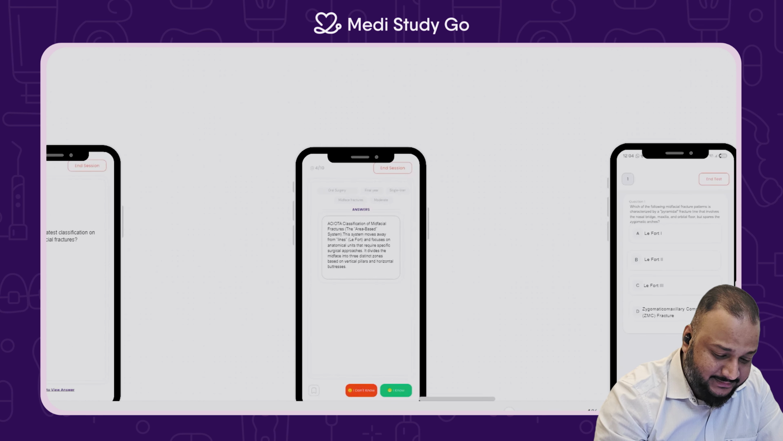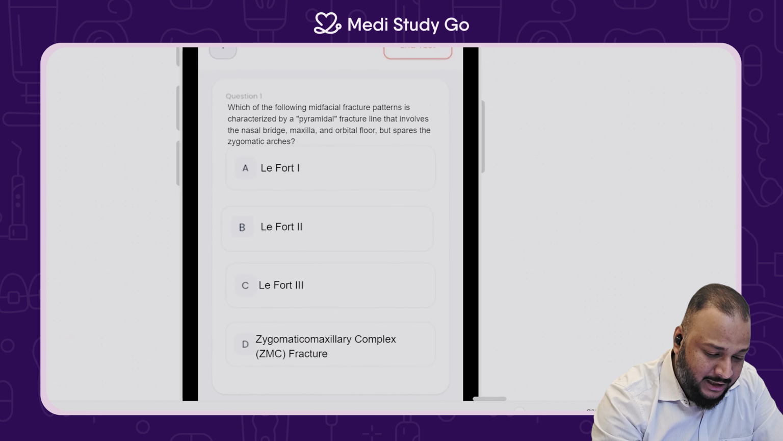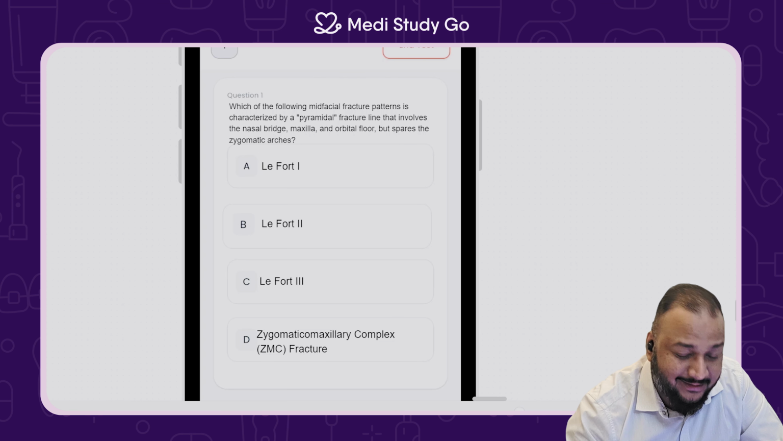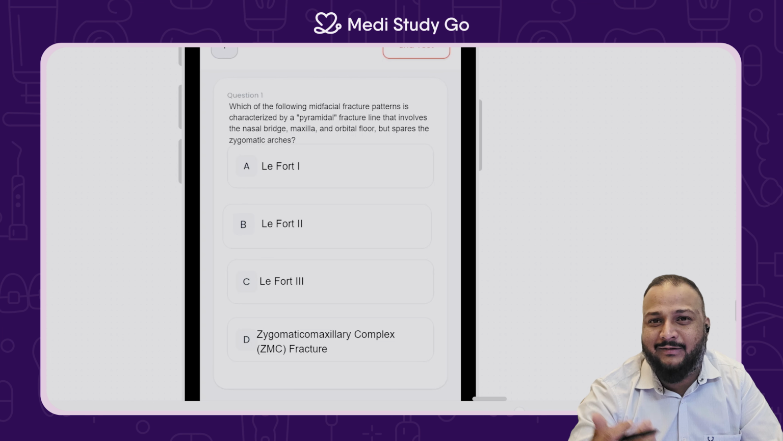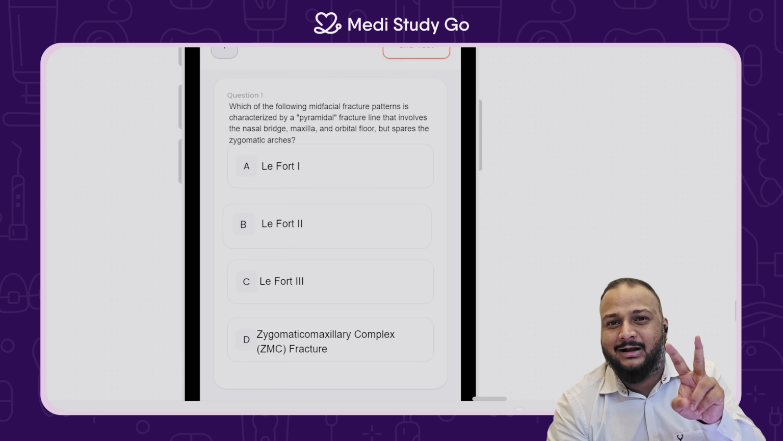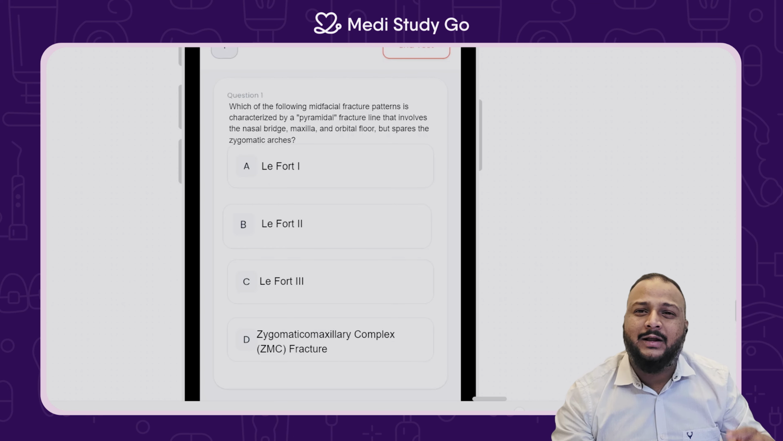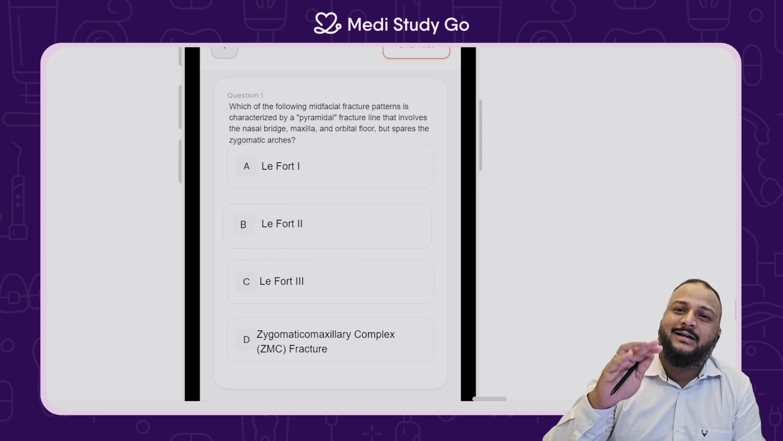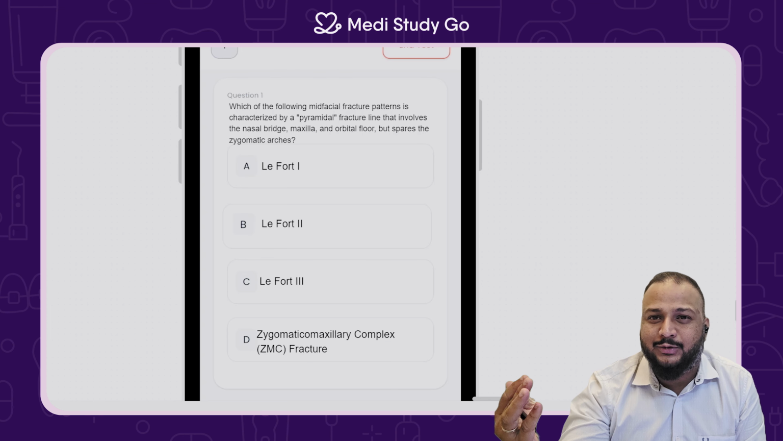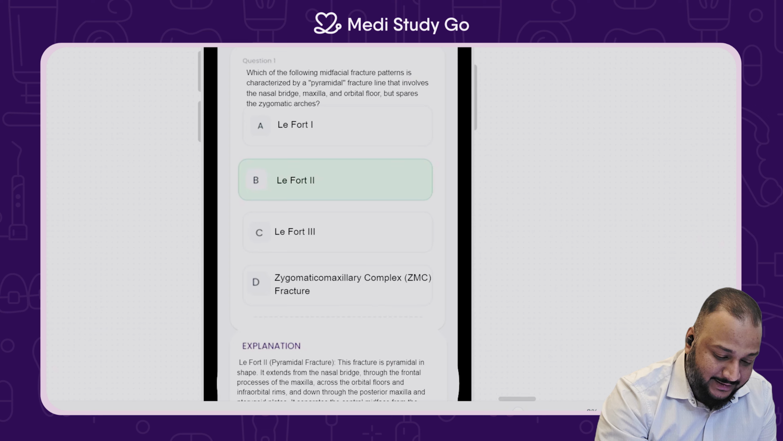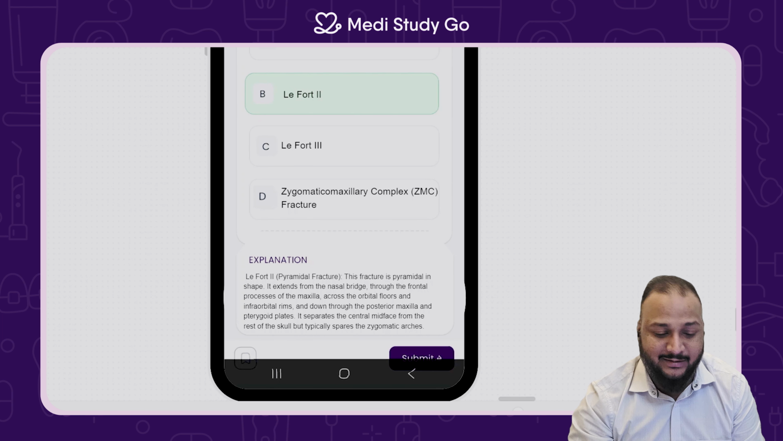Next, of course, look at this question. Which of the following midfacial fracture patterns is characterized by a pyramidal fracture line? Looks like it's easy peasy. Since I think you have attended all the lectures, the answer is very clear. The moment a Guerin sign comes to your mind, it has to be Lefort 1 fracture. The moment the word pyramidal fracture comes to your mind, it has to be a Lefort 2 fracture. And the moment the word craniofacial disjunction comes into play, you have to think about a Lefort 3 fracture. So the answer to this is obviously Lefort 2 fracture. And this is the explanation right here, the same explanation that I have kindly provided to you.